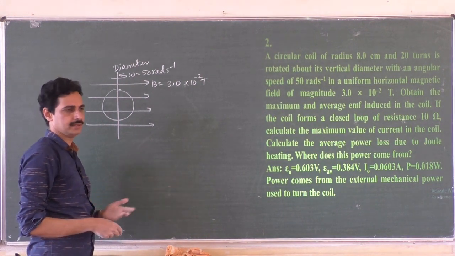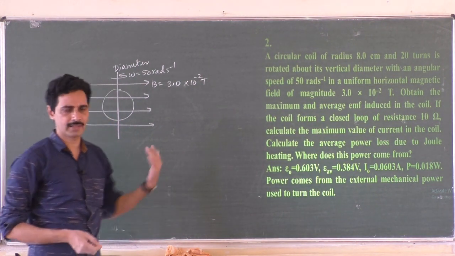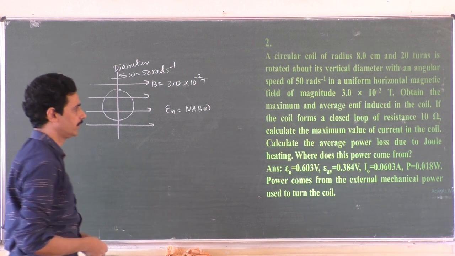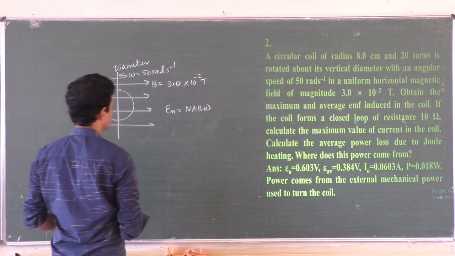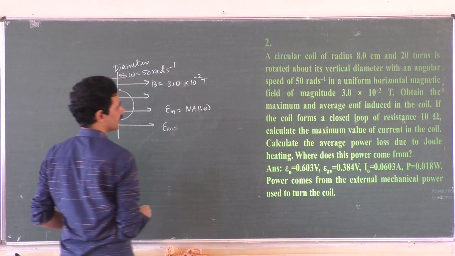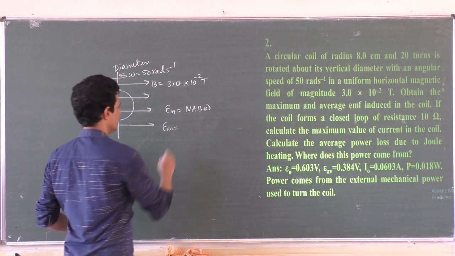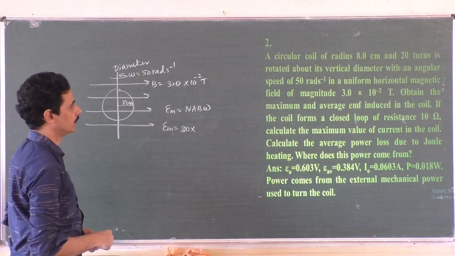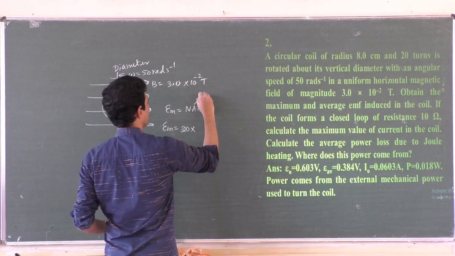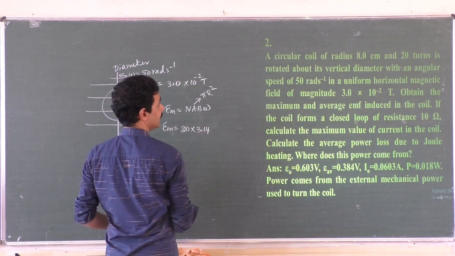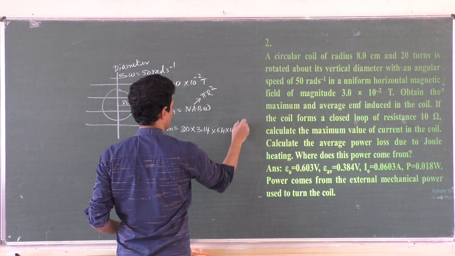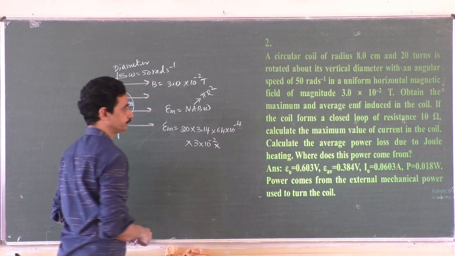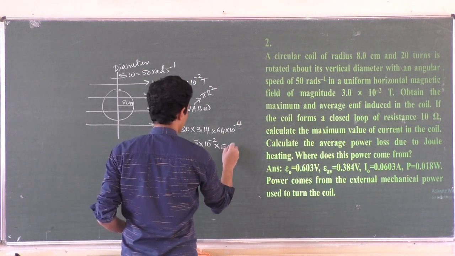This is the dynamo coil itself, right? In the dynamo we have studied, it is a rectangular coil. Now it is a circular coil. The peak value of EMF induced is NABω. Remember the formula? Make a list of all the formulas. E naught is equal to the number of turns in the coil, 20 turns, a circular coil of 8 centimeters. Area is πr squared, right? Radius is 8 centimeters, so π is 3.14, 8 centimeters squared, 64 into 10 to the power minus 4, into B, the strength of the magnetic field, 3 into 10 to the power minus 2, into ω, the angular speed, 50. That is the peak value of EMF.